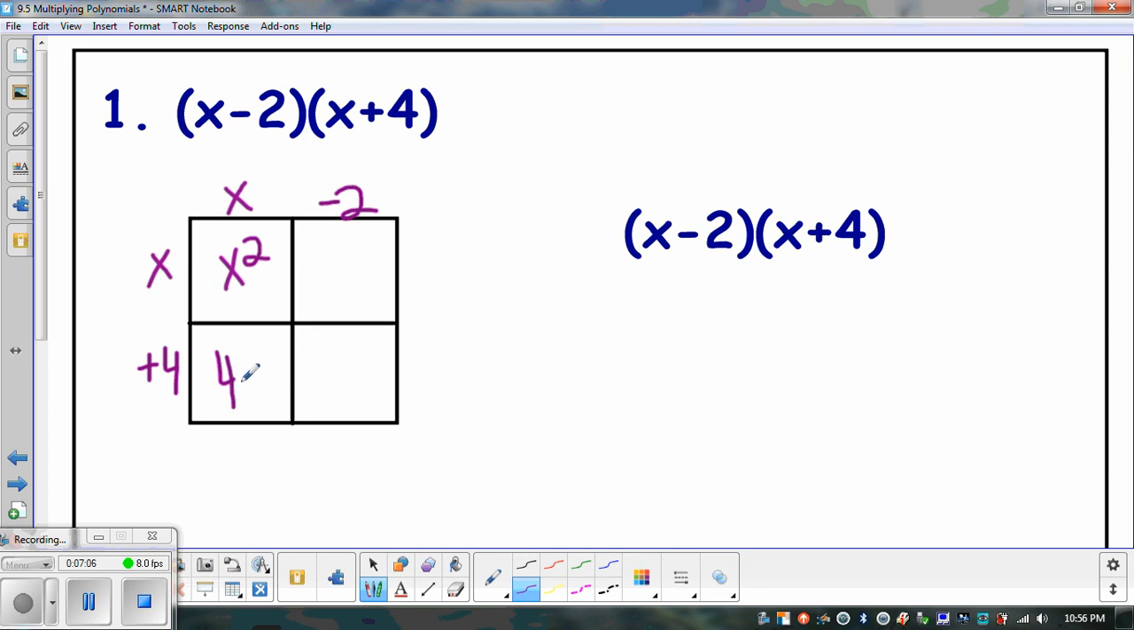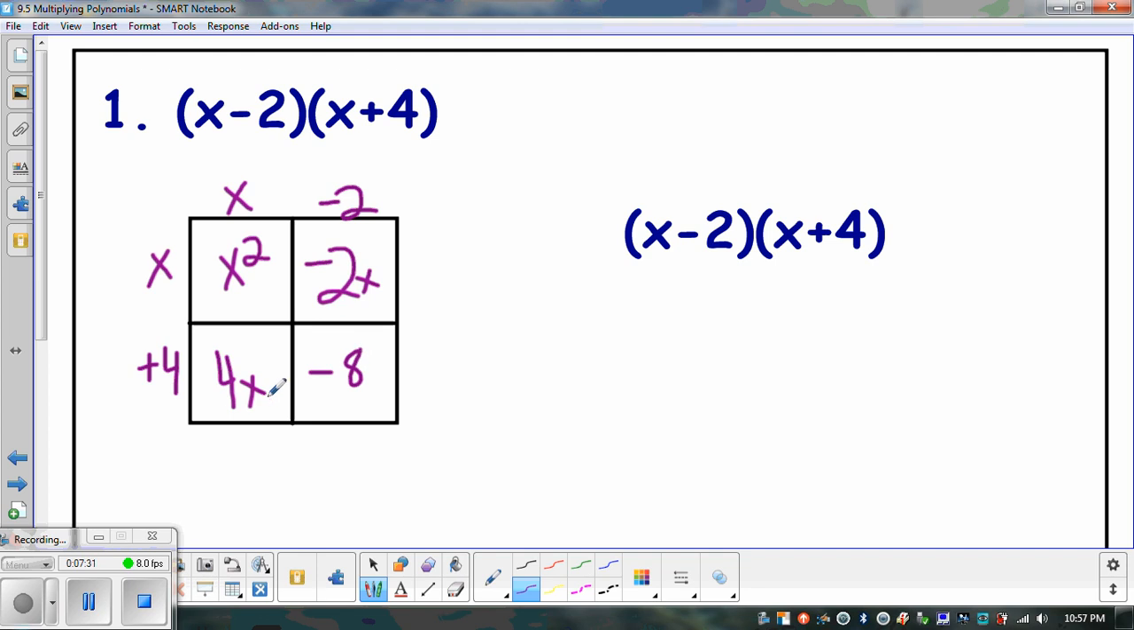That would be 4x. To fill in this box, can you tell yourself what two things you are multiplying? Hopefully you saw it's the negative 2 and the x. Negative 2 times x is negative 2x. This final box has just the two constants, 4 times negative 2, which is a negative 8.